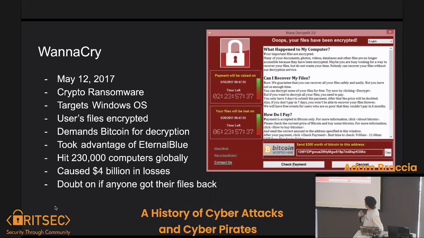What it did was start at maybe 300 Bitcoin, and then after a few days, it would increase it, and if you still didn't pay the Bitcoin, then it would just remove all your files. But there was no information on if anyone actually got their files back, so you don't actually want to pay the ransom right away if you're going to do that. It hit 230,000 computers globally, and it caused $4 billion in losses.